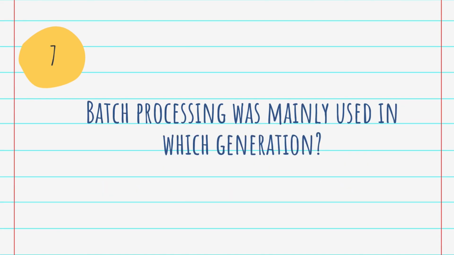Question number 7 is, batch processing was mainly used in which generation? Answer is first generation. In first generation, batch processing was mainly used. In this generation, punch cards, paper tape, magnetic tape, input and output device were also used.